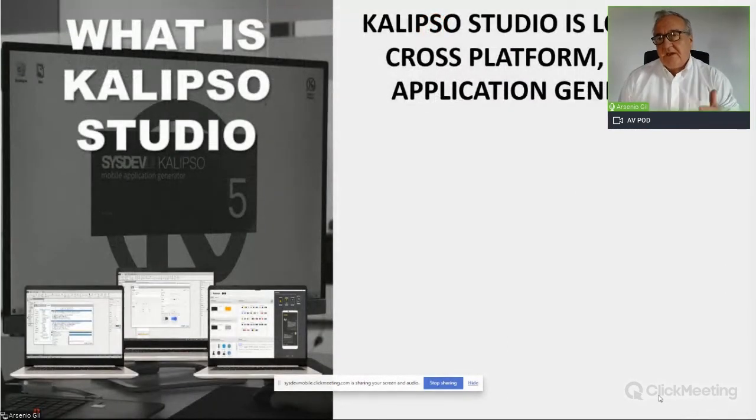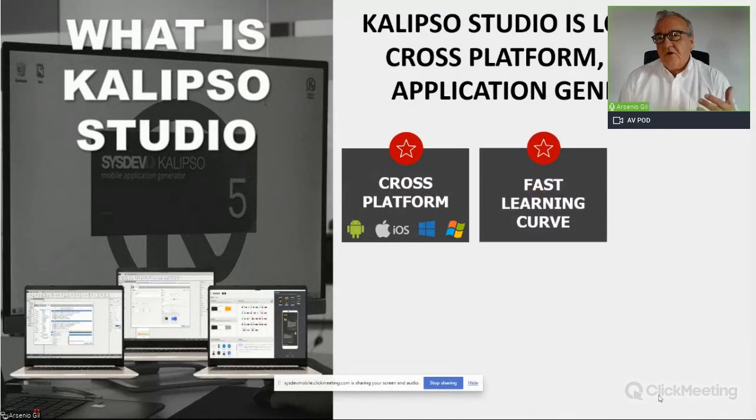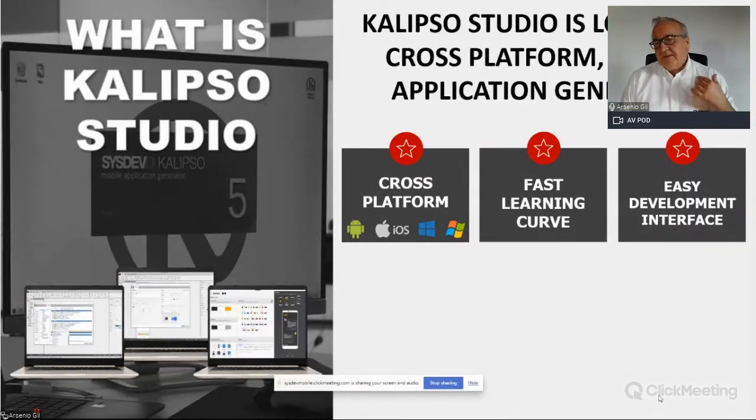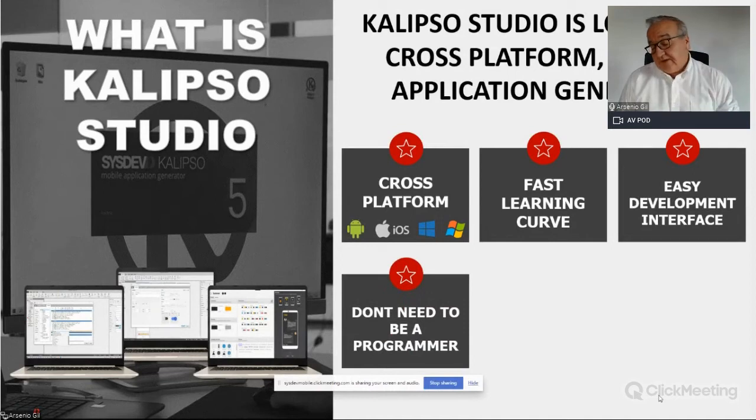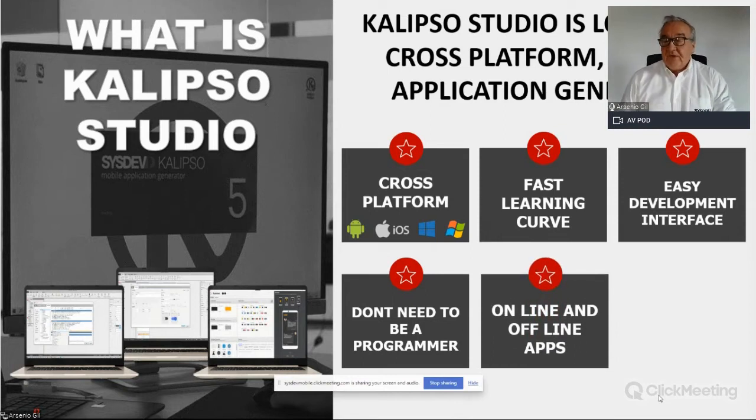And again, to explain, Kalipso is a low-code cross-platform tool that allows you to create applications for different operating systems like Android, iOS, Windows 10, and we still support Windows Mobile and Windows CE. The learning curve is really fast. In more or less one day you will be able to start creating apps with Kalipso. You don't need to be a programmer, but if you are a programmer, better for you. And you can create online and offline apps.